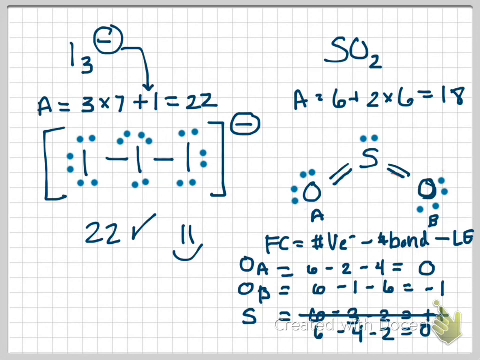Because now in my new picture, sulfur has 1, 2, 3, 4, 5, 6, 7, 8, 9, 10 electrons on the central atom. But that's okay. So this is the Lewis structure that you will find most commonly drawn for sulfur dioxide.